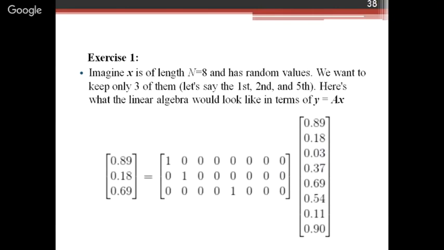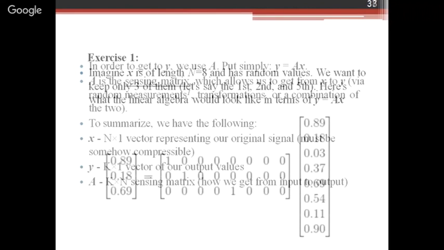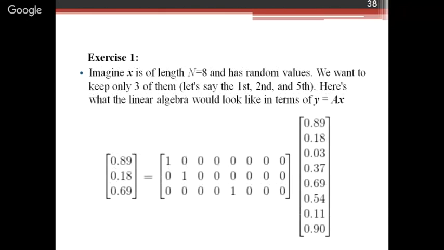Using the compressive sensing concept, I'm just telling you with simple linear algebra how this concept is actually working. Let's say I require only 3 of them. That means I'm compressing it and trying to represent it with fewer measurements. I need, let's say, the first, second, and fifth. Then I just apply the matrix A. I think you know the multiplication part. Y equals AX.